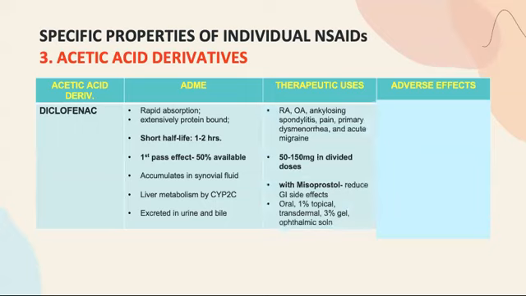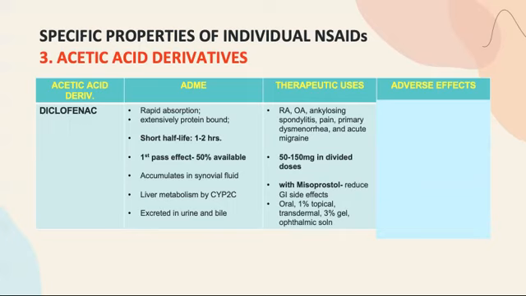Diclofenac is approved in the US for the long-term symptomatic treatment of rheumatoid arthritis, osteoarthritis, ankylosing spondylitis, pain, primary dysmenorrhea, and acute migraine. Multiple oral formulations are available. The usual daily oral dosage is 50 to 150 milligrams given in several divided doses. Diclofenac also is available in combination with misoprostol, a prostaglandin. This combination retains the efficacy of diclofenac while reducing the frequency of GI ulcers and erosions.